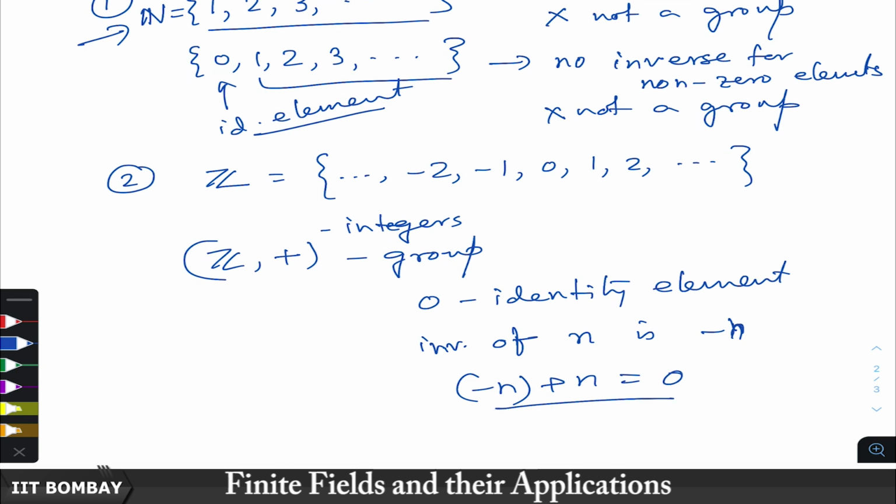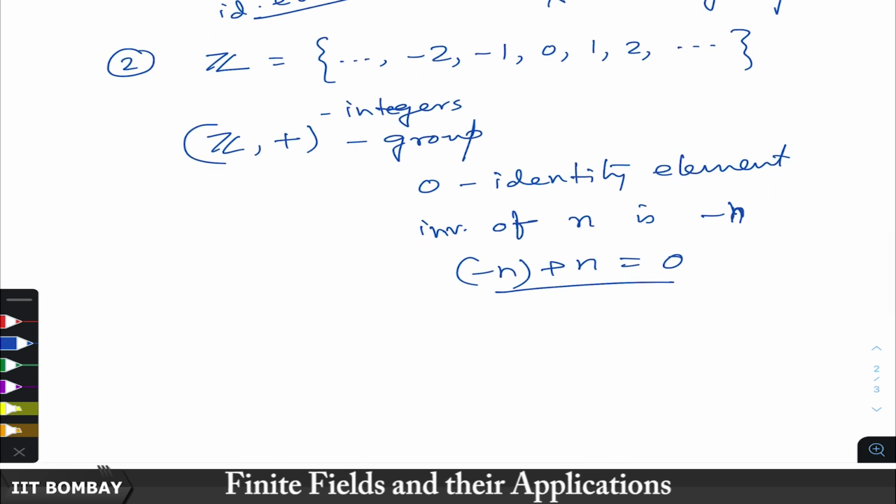Right, because minus n plus n is 0. Now, we can also take integers modulo any fixed integer. For example, let us take the number 8, we can take Z modulo 8, which is denoted by Z subscript 8. It is the set of all 0, 1, 2, etc.